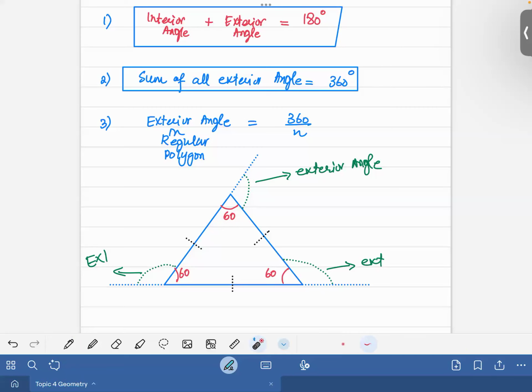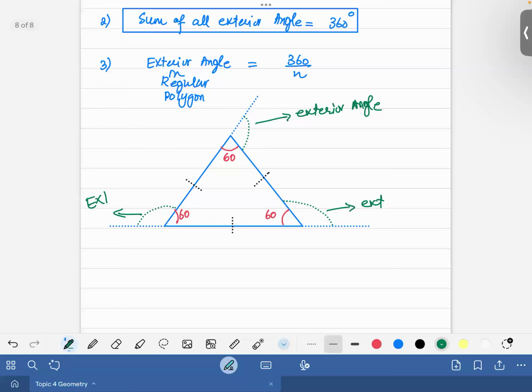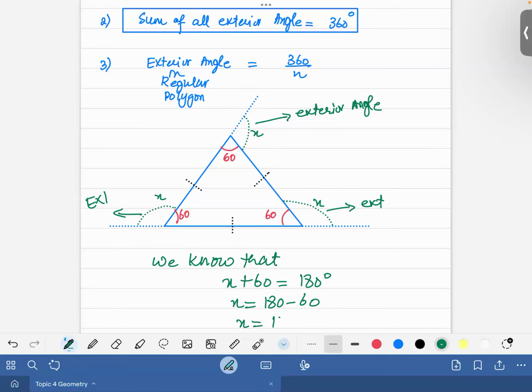So we know that 180 minus 60 would be 120. Agree? Let's say this is x. We know that x plus 60 should be equal to 180 degrees. So x is equal to 180 minus 60, so x is equal to 120 degrees. So can I say that this angle is 120 degrees, this angle is 120 degrees, and this angle is 120 degrees?